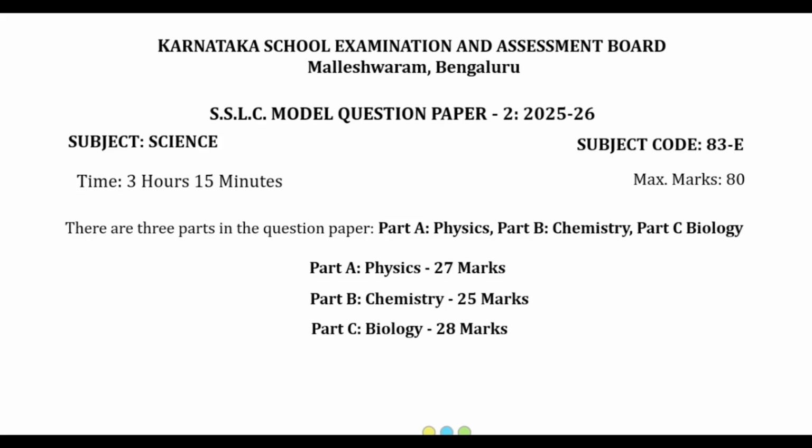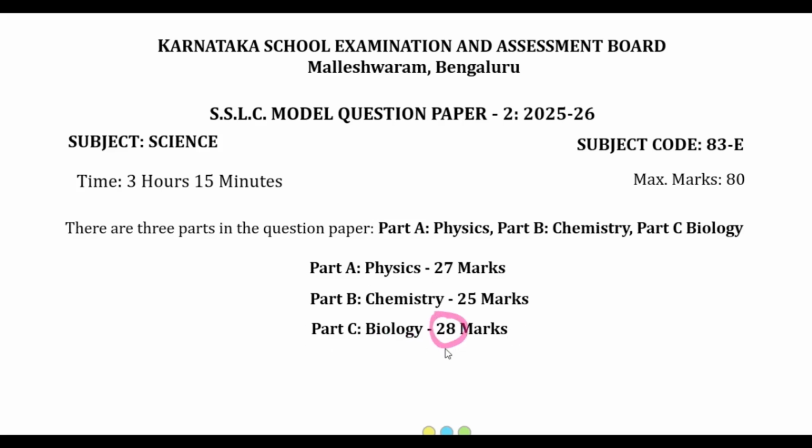And as we all know, this paper consists of three parts: part A physics, part B chemistry, and part C biology. Here I have written the total marks given for each part. For part A, physics, the total marks is 27 out of 80. For part B, chemistry, it is 25 out of 80, and part C, biology, has got 28 marks out of 80.